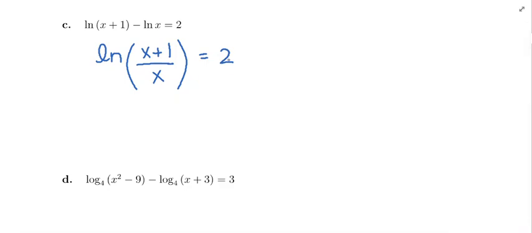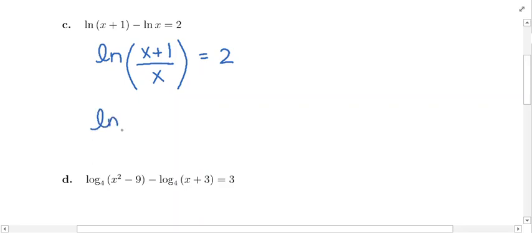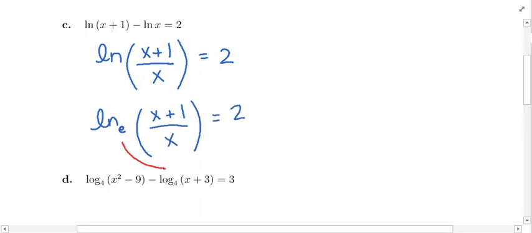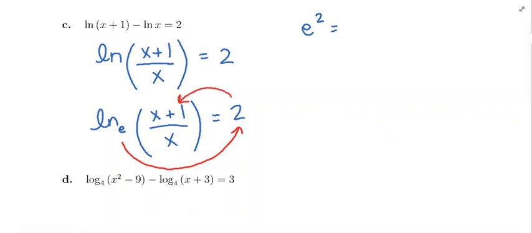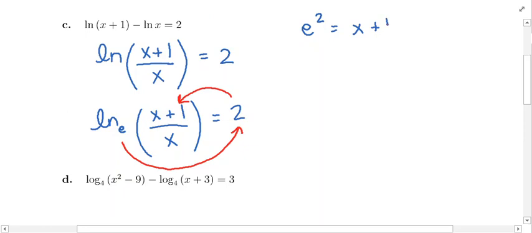Remember, since it's natural log, the base is e, so I'm just going to write that in. You don't have to, but if you need to, write it in. So if we do the arrow thing, that means if we take the base e and raise it to the second power, we're going to get this quantity right here, x plus 1 over x. So the logarithm is gone. All the logarithms are gone. Now we just need to solve this for x.